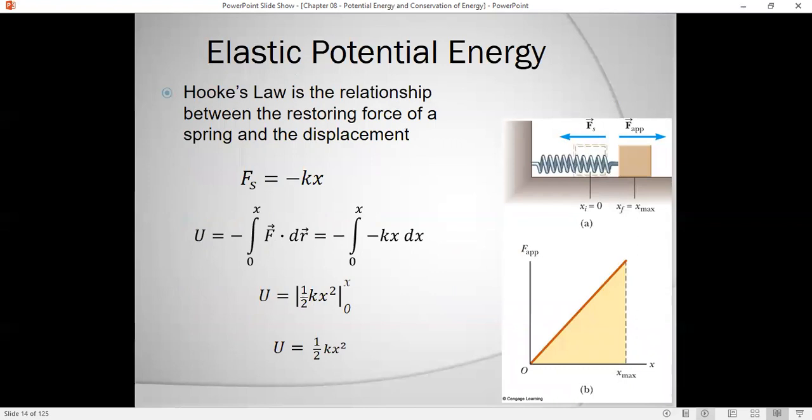All right, let's do the elastic potential. Let's do the potential of a spring. All right, so here is Hooke's law. This states that the force due to a spring is equal to the spring constant times the displacement from equilibrium. And of course, there's a negative sign there to indicate that as I pull it one way, the force from the spring is going to pull in the opposite direction.